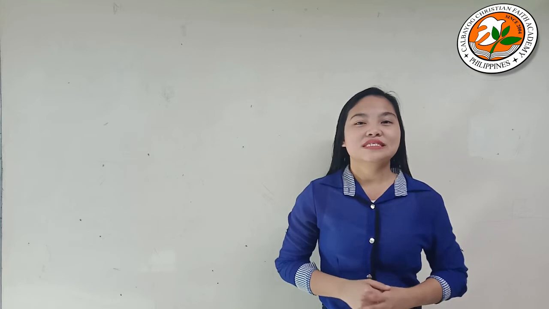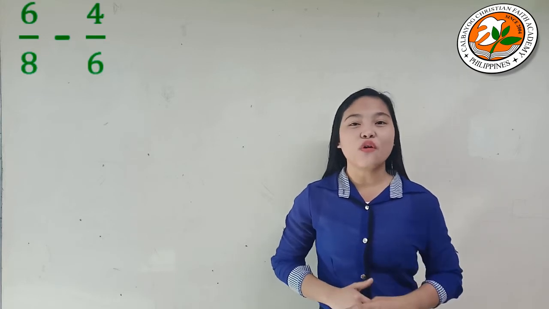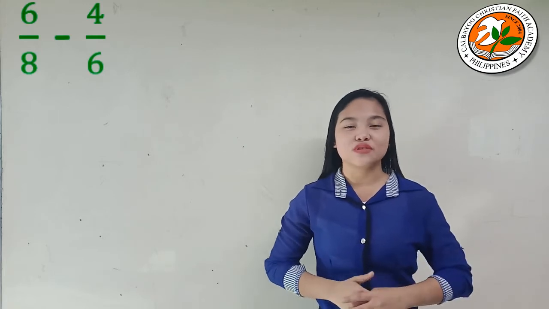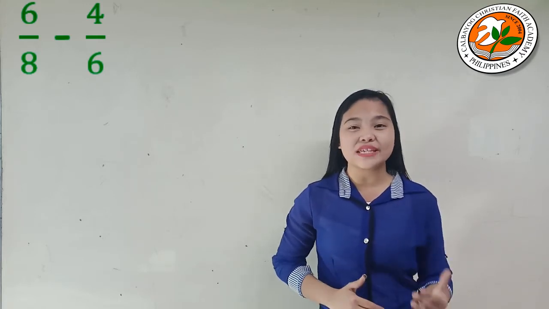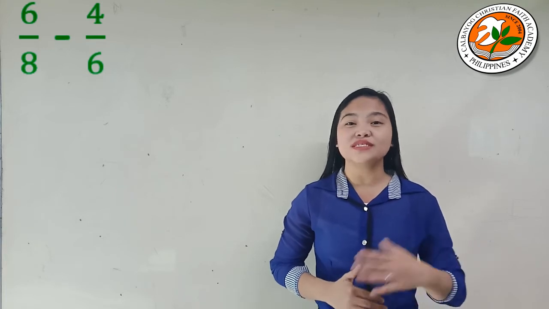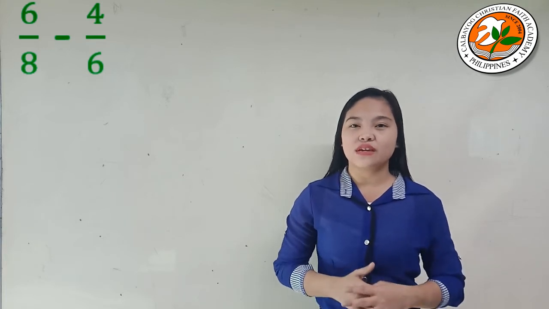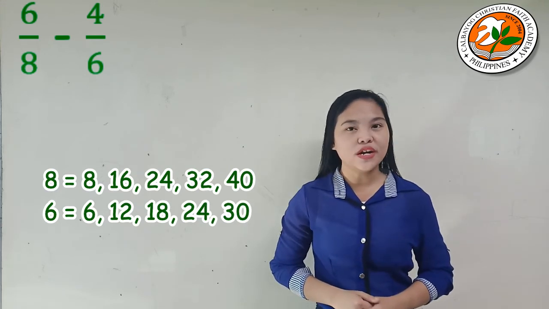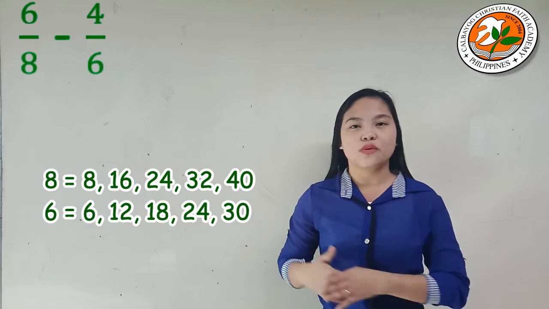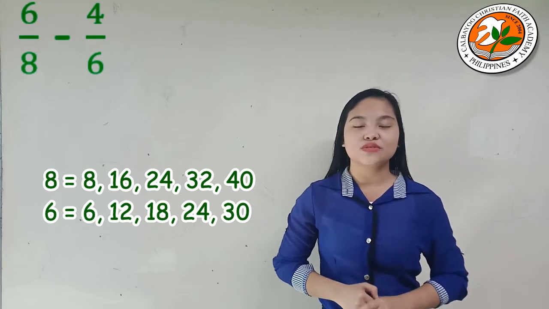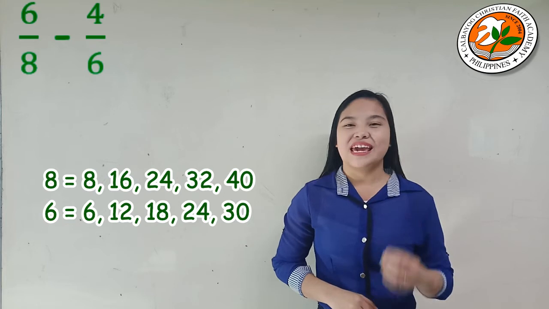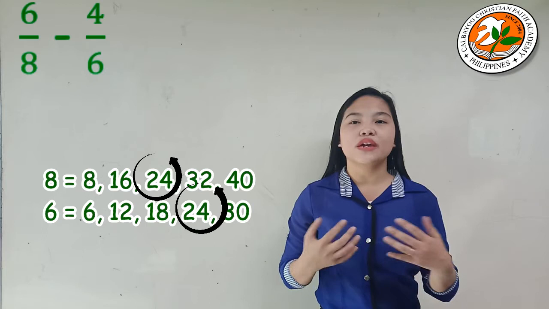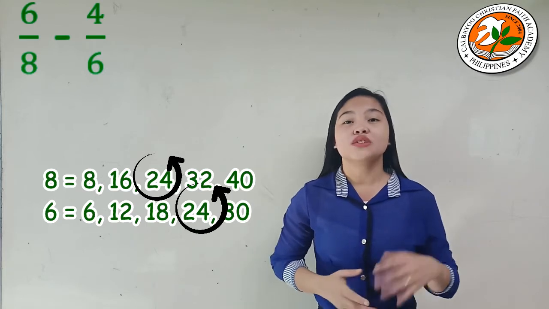Another one, 6 over 8 minus 4 over 6. So following the steps that we have, let's solve. So let's get the multiples of 8 and 6 to get the common denominator. The multiples of 8 are 8, 16, 24, 32, 40, and so on. The multiples of 6 are 6, 12, 18, 24, 30, and so on. So we have now here the common denominator, which is 24.